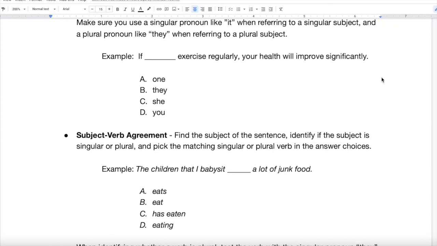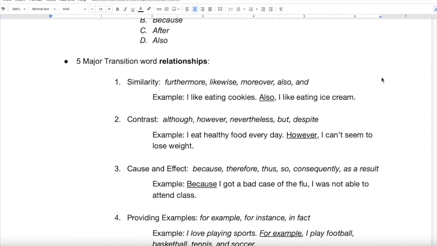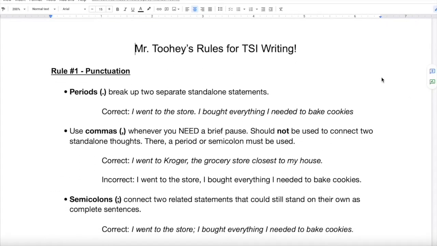And how many rules have I got here? I've got 8 rules. That's it. 8 rules you need to know. Now, there are some different elements within those rules, but that's it. This is all you need to know.